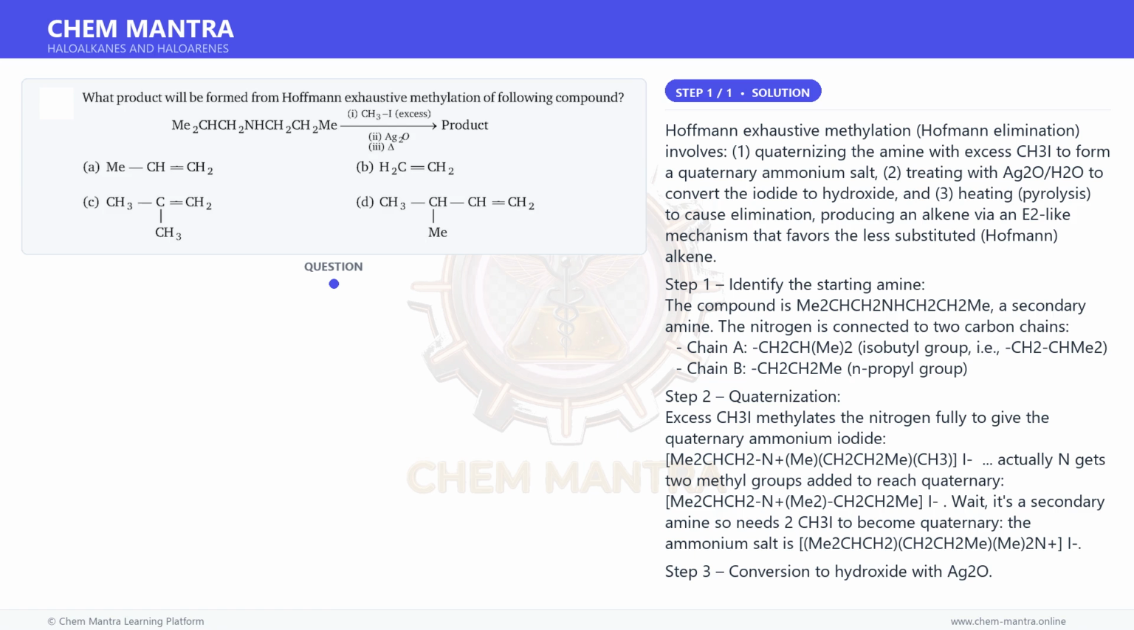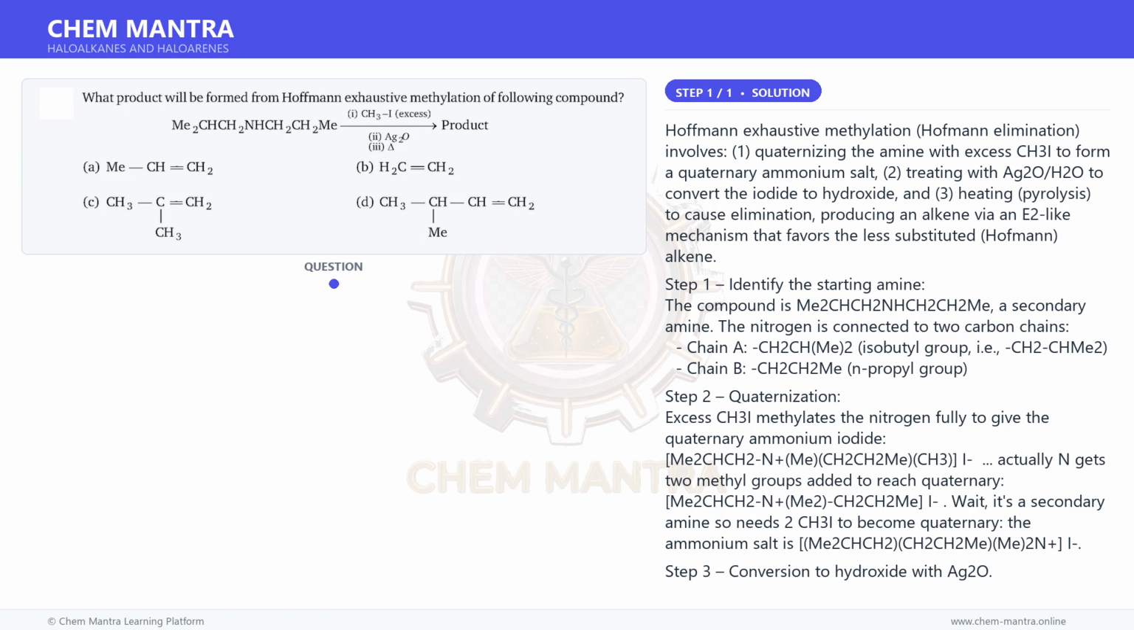Hofmann's rule: elimination occurs toward the less substituted beta carbon. Between chain A, where the beta carbon is CH(Me)2, tertiary, and chain B, where the beta carbon is CH2Me, secondary, Hofmann elimination favors chain B because it gives the less substituted alkene. Elimination from chain B removes H from the beta carbon to give CH2=CHMe, propene, with loss of the amine fragment. This matches option A, Me-CH=CH2.